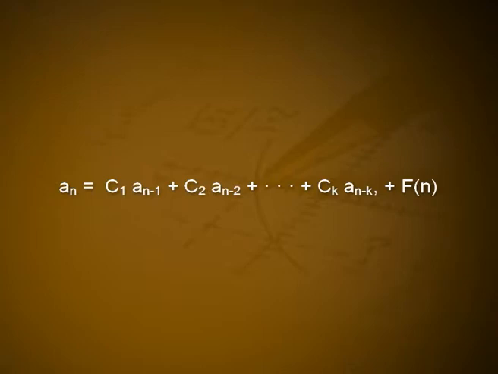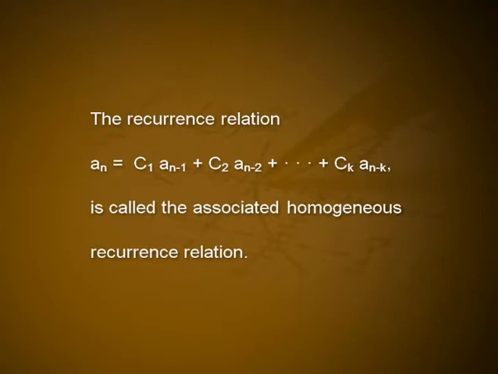A recurrence relation of the form a_n = c_1 a_(n-1) + c_2 a_(n-2) + ... + c_k a_(n-k) + F(n), where c_1, c_2, ..., c_k are real numbers and F(n) is a function not identically 0 depending only on n. The recurrence relation a_n = c_1 a_(n-1) + c_2 a_(n-2) + ... + c_k a_(n-k) is called the associated homogeneous recurrence relation. It plays an important role in the solution of the non-homogeneous recurrence relation.